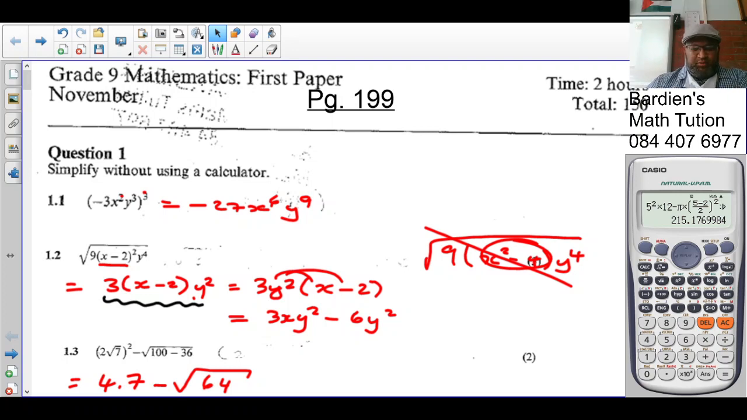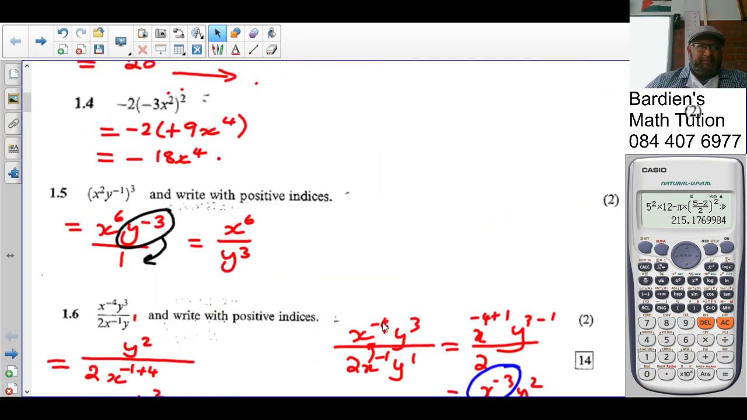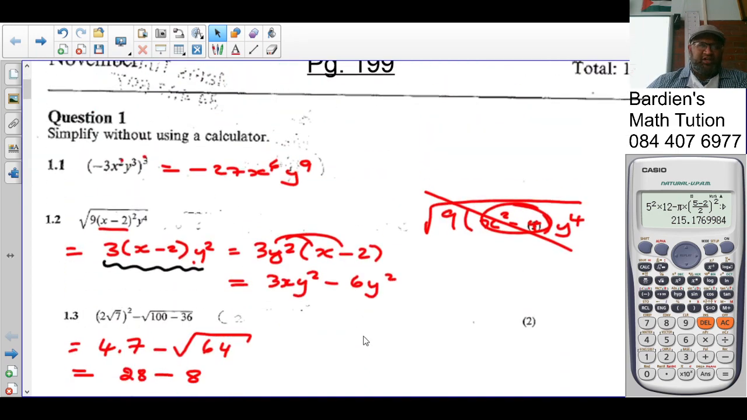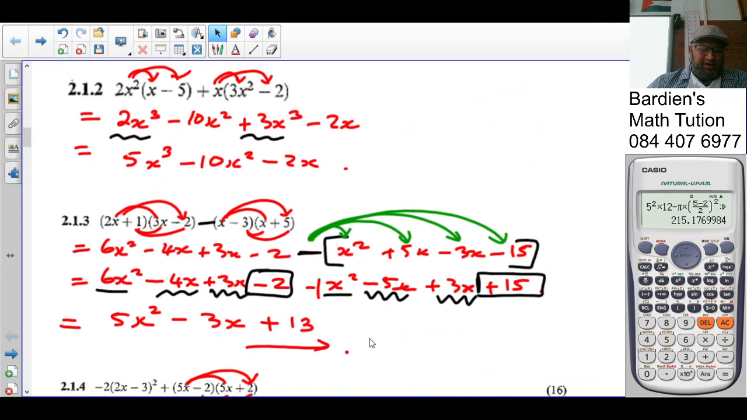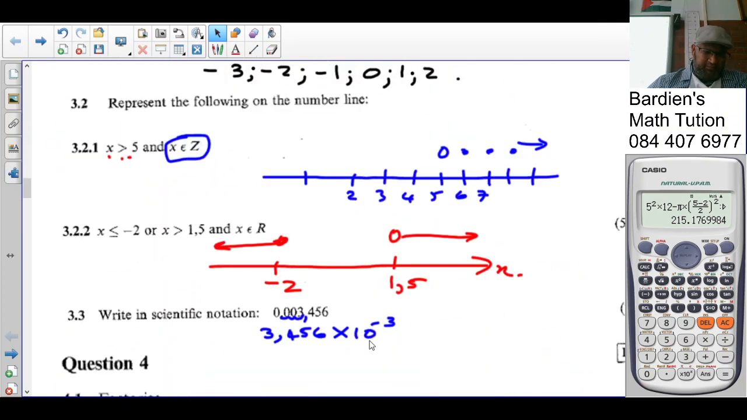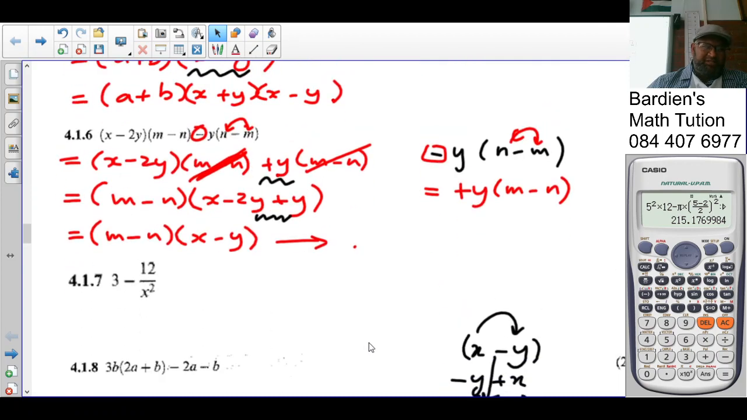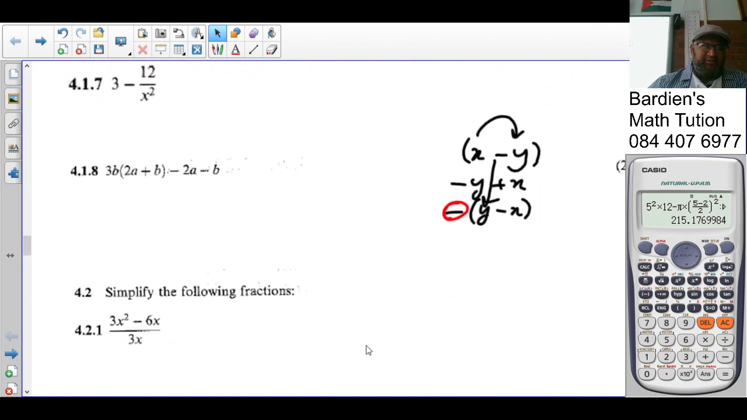So at this point we have answered, this is the November first paper, correct? Up until this point we have answered question 1, up until and including question 4.1.6. Okay, I must start at 4.7 now, correct? Right.